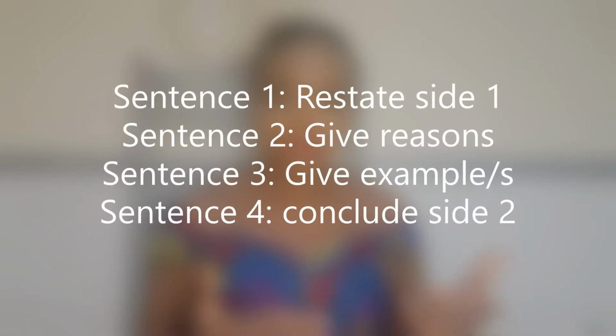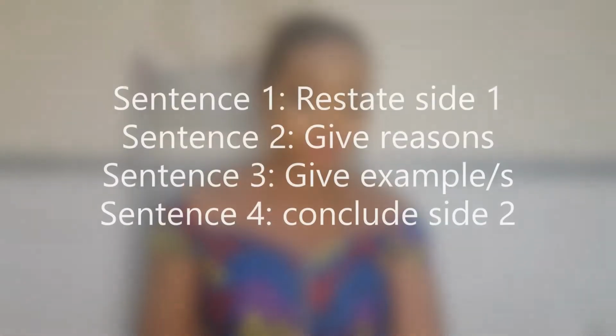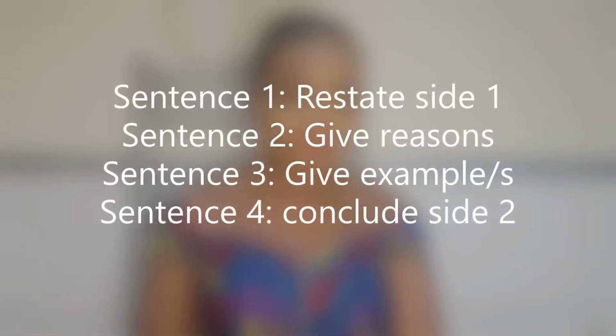How do you write the body paragraph? Sentence 1, you state your side 1. Sentence 2, you give reasons. Sentence 3, you give your examples. Then you conclude side 1. You're going to restate the first opinion: then children should start school as early as possible. You have to restate the first opinion.